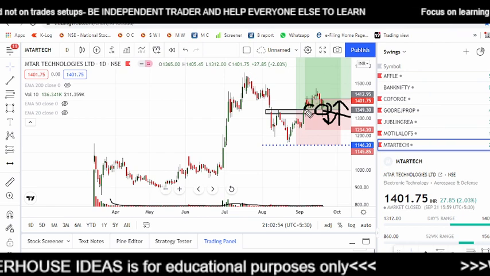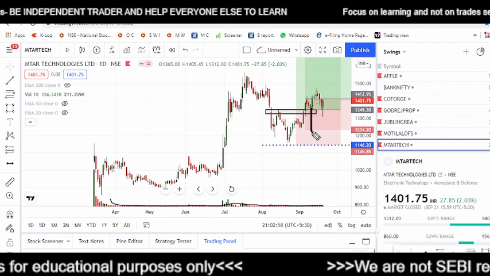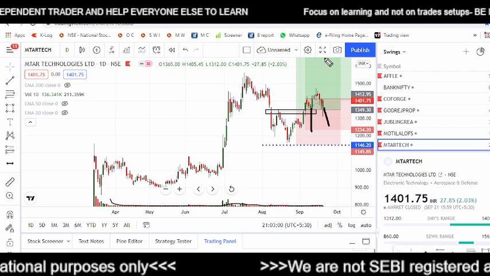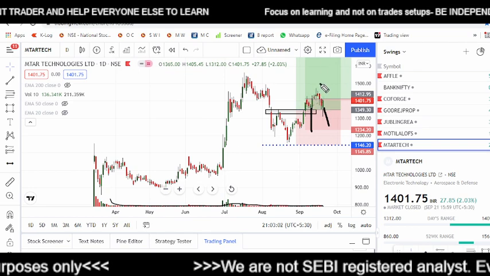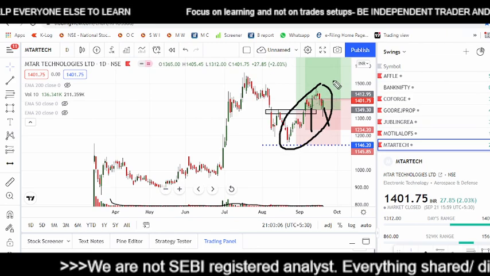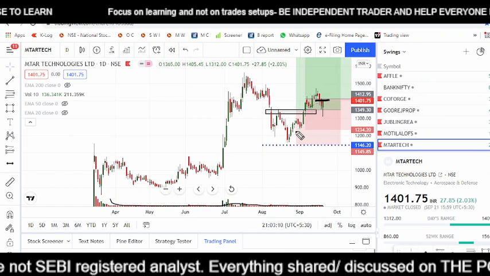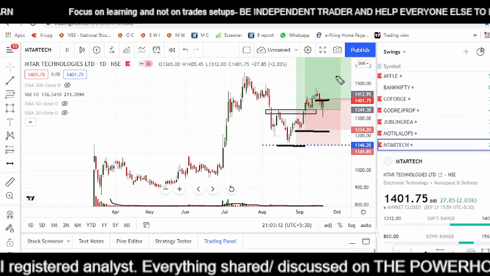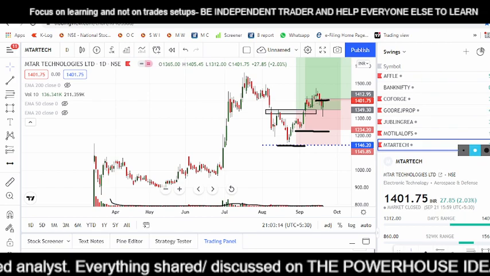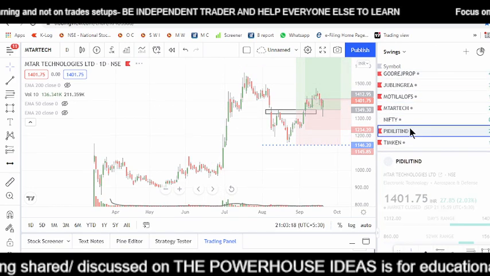That is, a closing has not been seen below the previous swing low. The previous swing low was this, and the price has not closed below it. It means this uptrend is still intact. So an entry can be taken over here. Stop loss will be below the previous swing low, somewhere over here or over here, depending upon the risk appetite and the position sizing. So an entry can be taken at CMP in MTAR Tech.